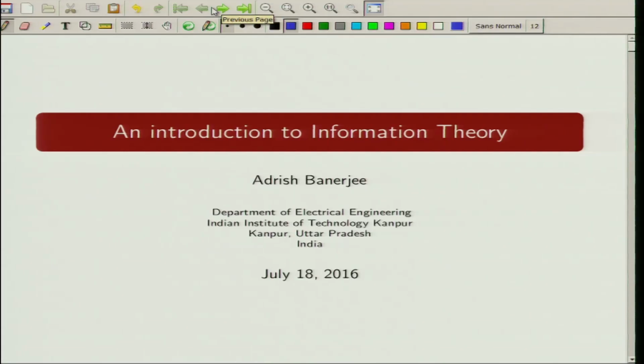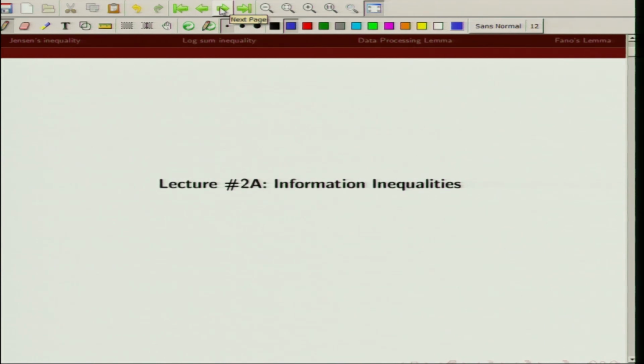Welcome to the course on an introduction to information theory. I am Adrish Banerjee, and today we are going to talk about information inequalities.